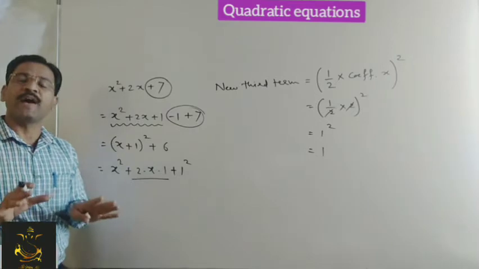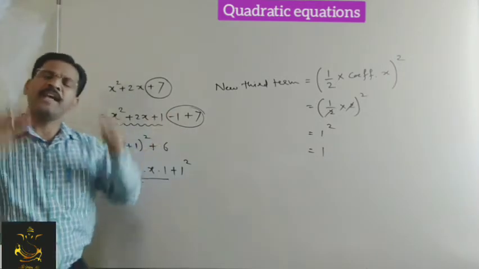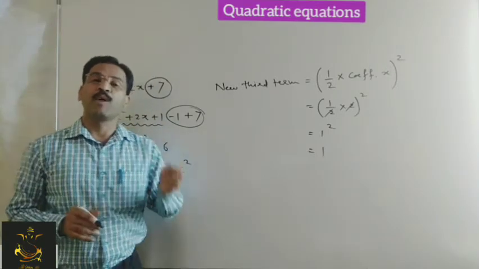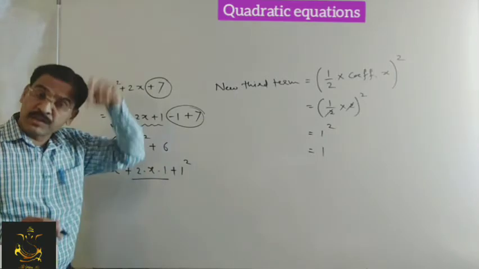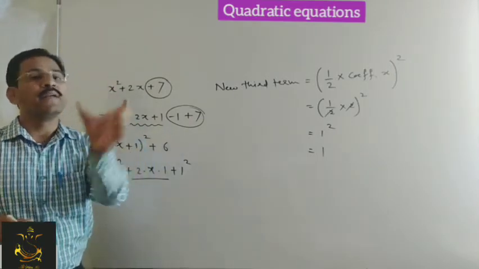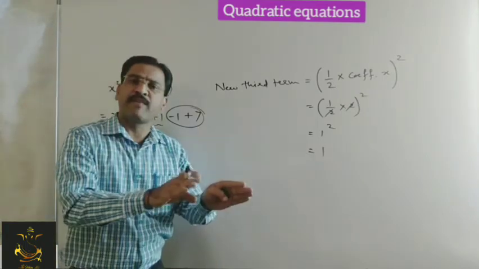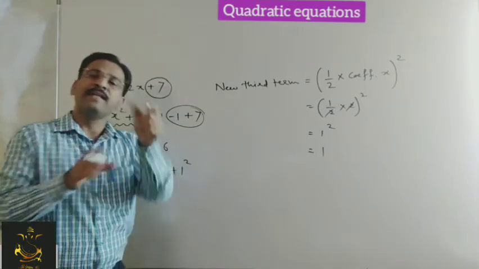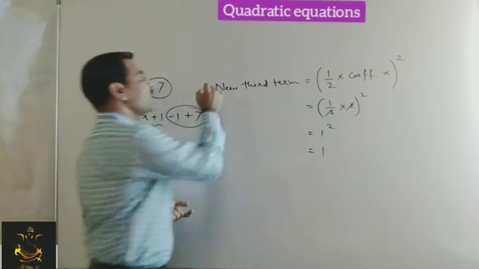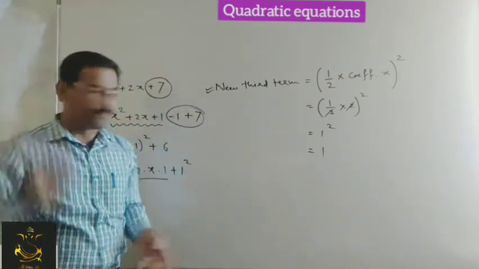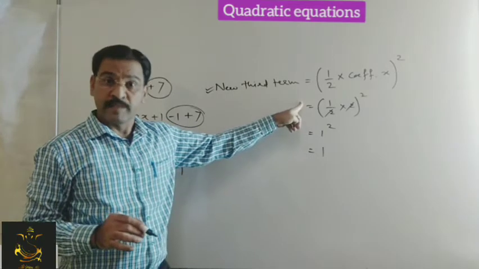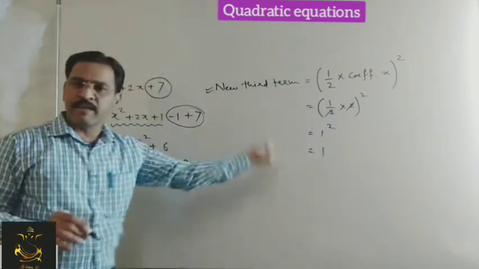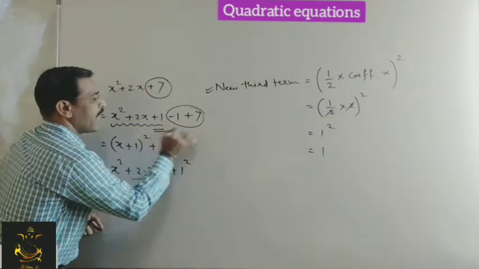So in this way we are going to make a perfect square. Any number, any term, any polynomial, we are going to convert into the form of a perfect square. This is the procedure for the completing the square method. It is not always a perfect square, but we make it a perfect square by adding and subtracting some number. So how can we find it? Using this formula, the new third term is half into the coefficient of x, bracket square, and simplify. We get that and we add and subtract it.